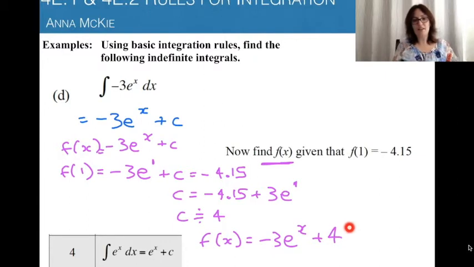So now we know that plus c, that integration constant, and the only way we were able to find that out is with a fact. So a piece of information of 1 point on the graph where you have an x and a y coordinate, that will allow you to solve for that third variable of c. And now we have the full function, and its derivative function would be -3 e to the x.